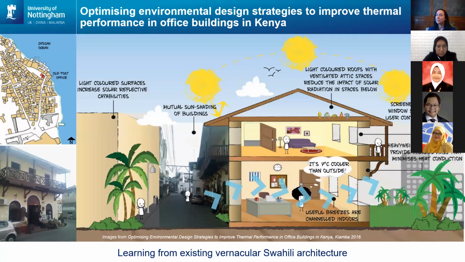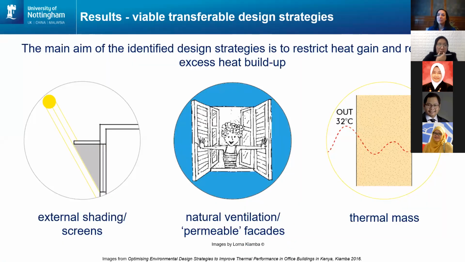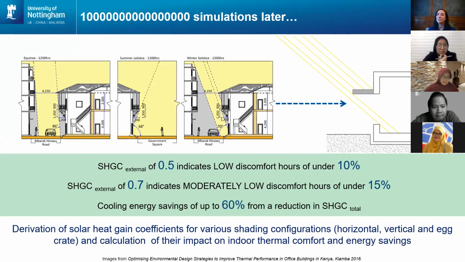And you can see some of the things that she found: light-colored surfaces, mutual shading, self-shading roofs with light colors and so on. And then she looked at how she could implement some of those quite easily into design schemes. The implementation looked as simple as integrating external shadings and screens, integrating natural ventilation and permeable facades in places, integrating thermal mass so that temperature fluctuation could be reduced within the building. So this is very simple to integrate in the design, and yet it's not integrated most of the time. Most of the commercial buildings in Kenya are still big glass towers that you see in many other places.